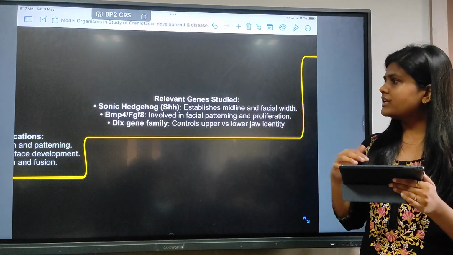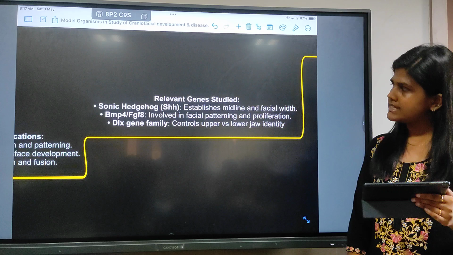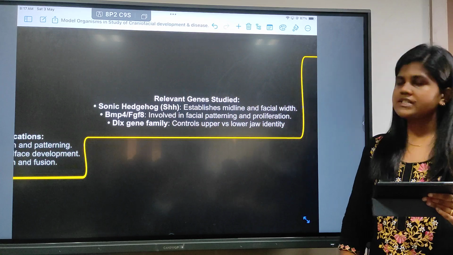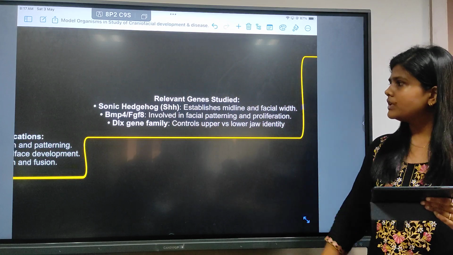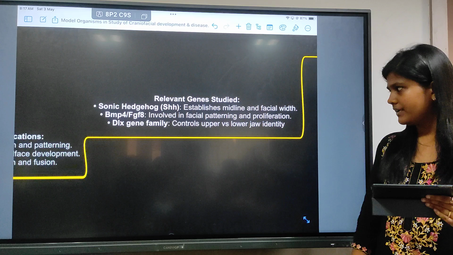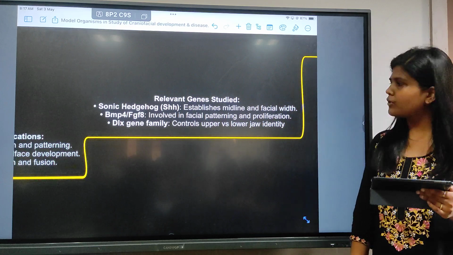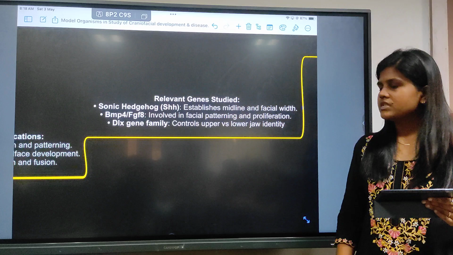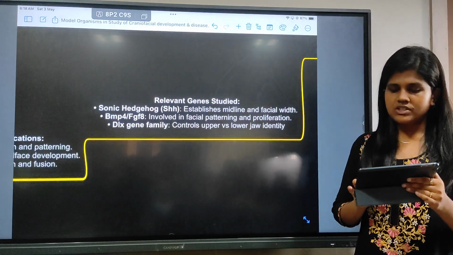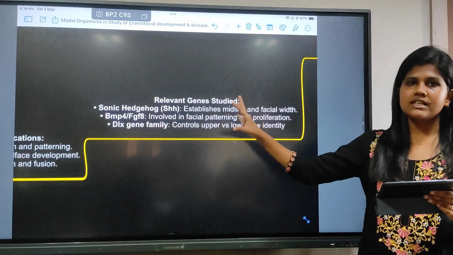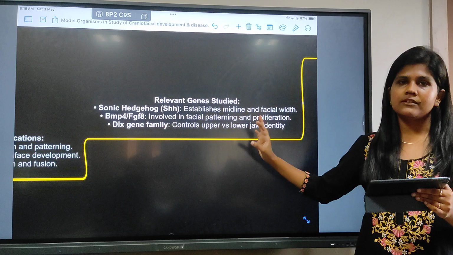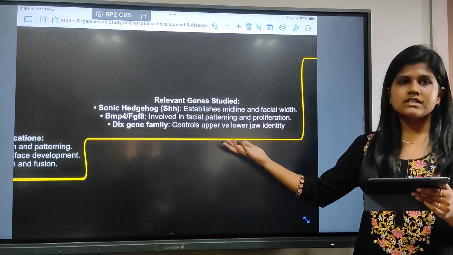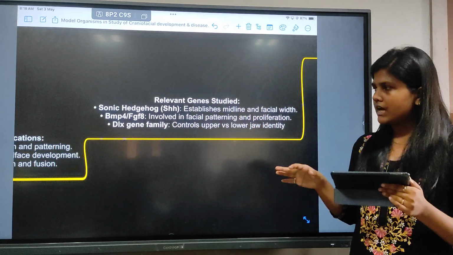So for this, the genes which have been studied so far are SHH, sonic hedgehog, which establishes the midline and facial quill, BMP4 and FGF8 involved with the facial patterning and proliferation, and the DLX gene family, which controls the upper versus lower jaw identity. You just have to remember any three genes which are commonly involved, so that you will be able to answer whenever questions are asked regarding this.